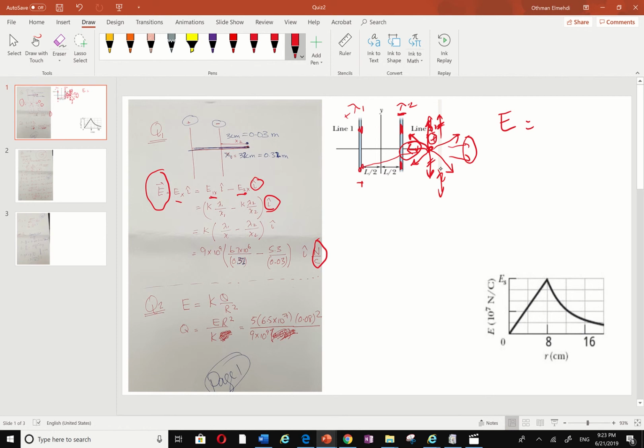So this is the key here. As the problem said, E was given to be 2K. Is it 2K or 1K? I forgot whether it's 2K or 1K. Let me just check. It's 2K, so that means we're missing a 2 right here.